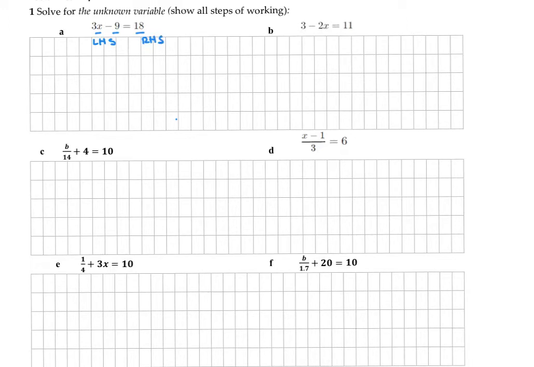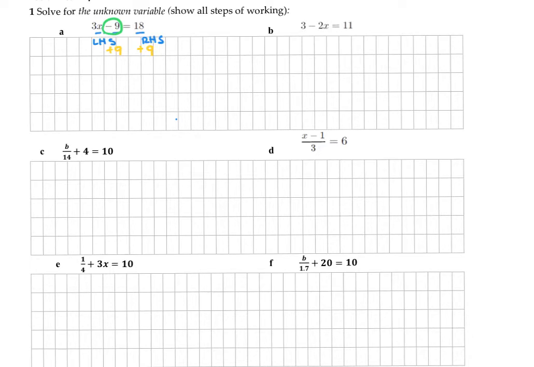Now the first step that we're going to do, we're going to move this negative 9 to the other side, or pretty much we are trying to get rid of negative 9. How are we going to do that? Let's do it like this. Because we have negative 9, to get rid of it, we have to plus 9. But you have to remember, whatever you do on the left-hand side, you have to do on the right-hand side as well. So you're going to go plus 9.